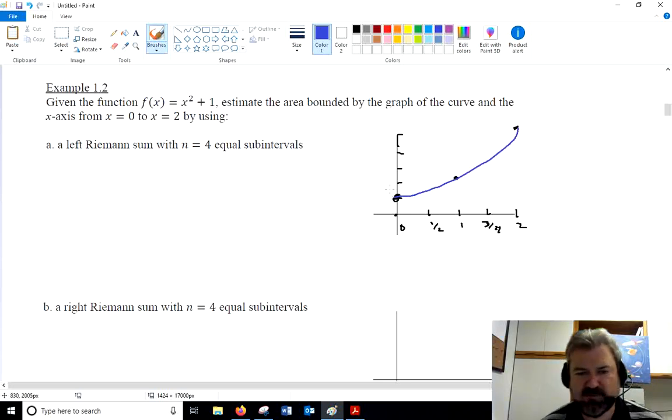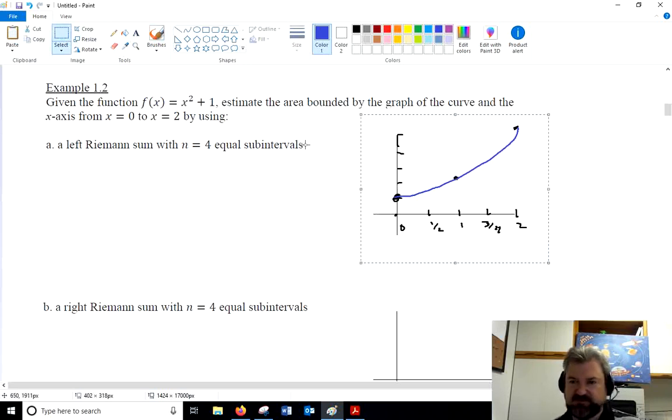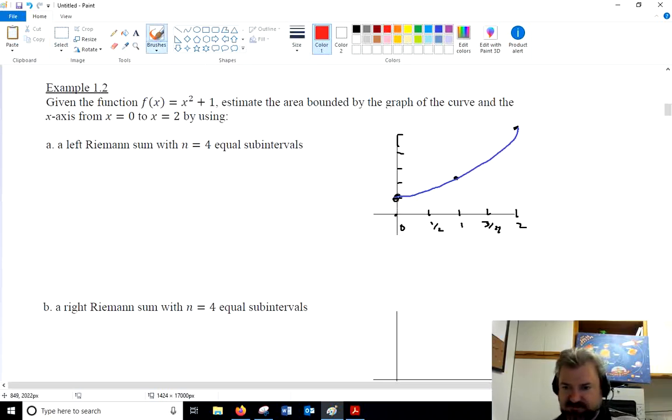Okay? And we're going to be estimating the area under this curve. Once again, I'm going to get a quick snapshot of that. And let's start with the left Riemann sum of 4 equal subintervals. So I'm going to have to go from here to here.